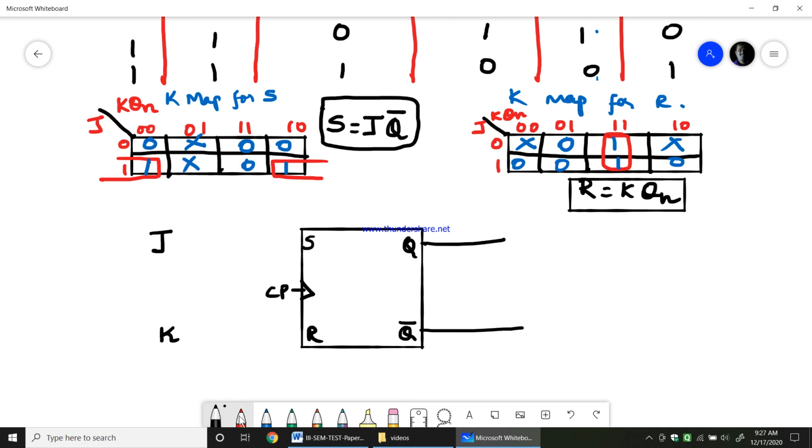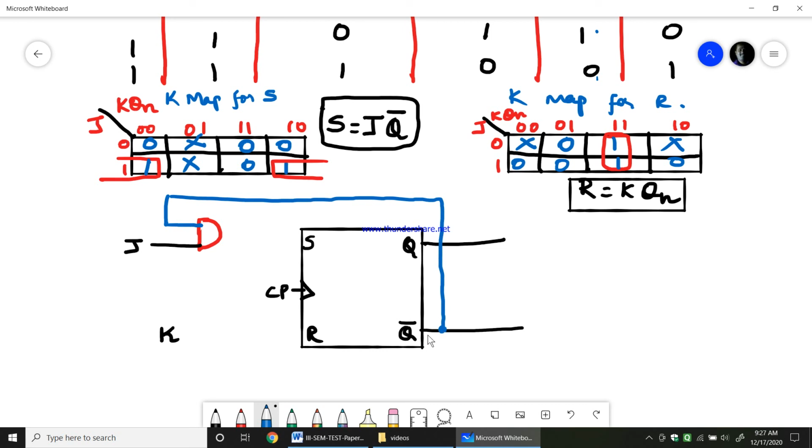Therefore I need an AND gate here, where one of the inputs is J, whereas the other input comes from Q bar. Okay, and the output of this is given to S.